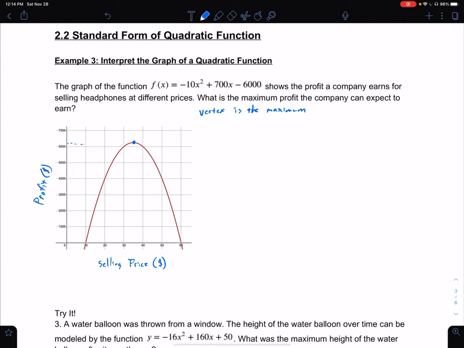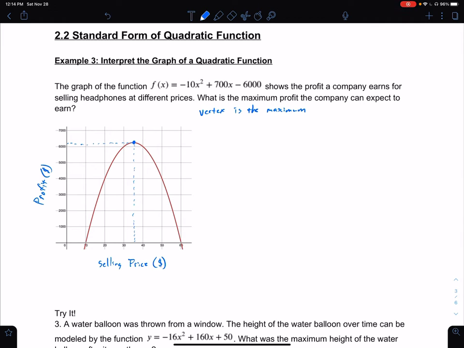So that's going to be somewhere over here. So what we know is it's going to be over 6,000. So when we get our answer, it should be in that range. And then my selling price is going to be somewhere between $30 and $40, probably pretty close to 35.